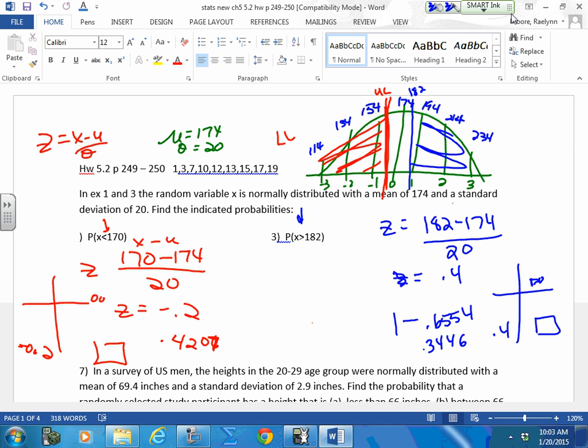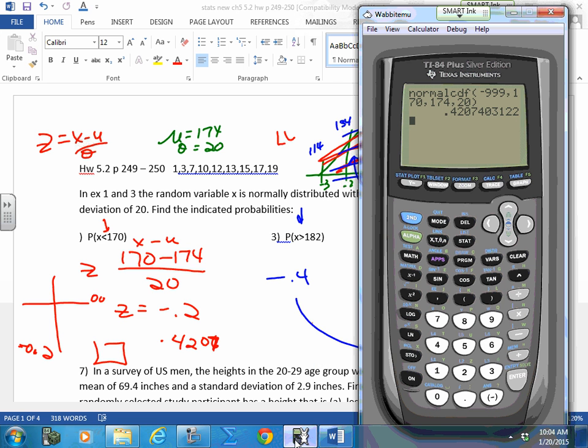Just look up the negative. This is symmetric. So if I come over here and I look up this piece, shouldn't this area and this area be the same? All I care about is the area under the curve. That's my probability. So if I look up negative 0.4, I should get this answer. Now, if you use your calculator, you want from 182 on. That's your lower limit. And your upper limit, 999.